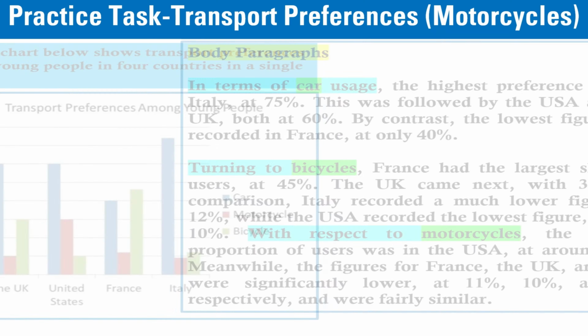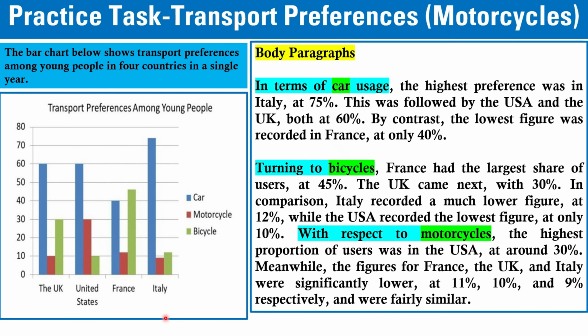Here is how we can combine the 3 categories into 2 body paragraphs, just as you would in an IELTS essay. In body paragraph 1, we described cars separately because they had much higher figures overall, with Italy at 75% compared to France at 40%. Since this category stands out, it makes sense to give it a separate paragraph.